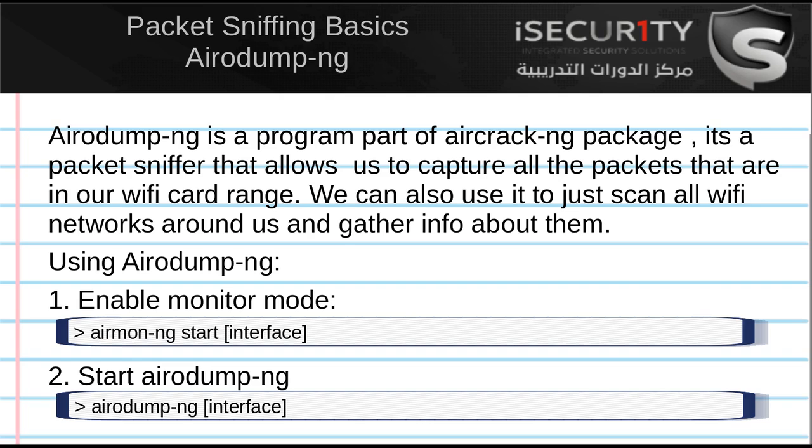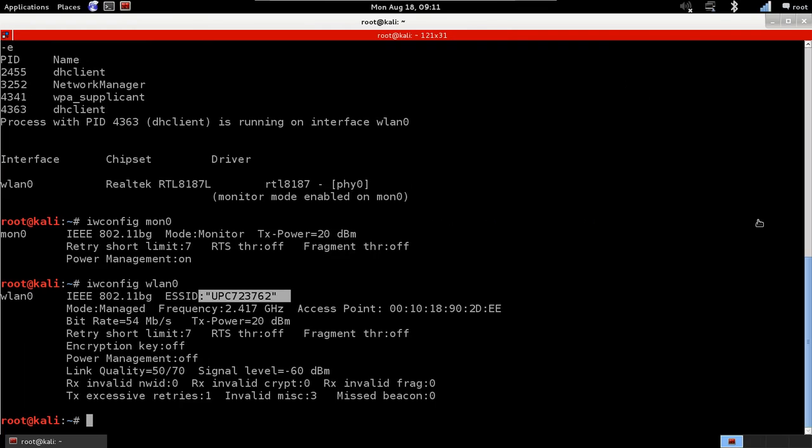It's a packet sniffer, allowing us to capture all the packets around us. We can run it against all the networks around us, so we'll collect any packets that are within our Wi-Fi range, or we can run it against a certain AP, or access point, so we'll only be collecting packets that are coming from a certain Wi-Fi network. We'll see how we run the program first.